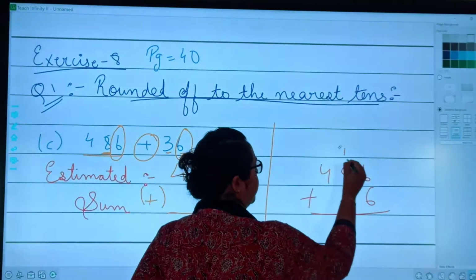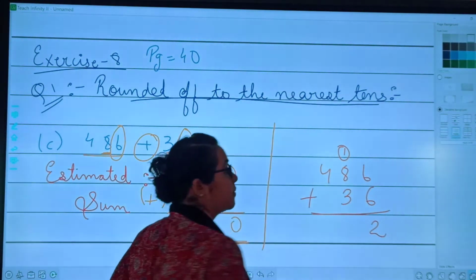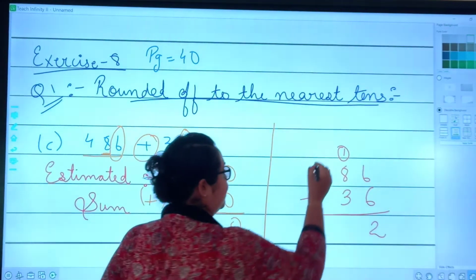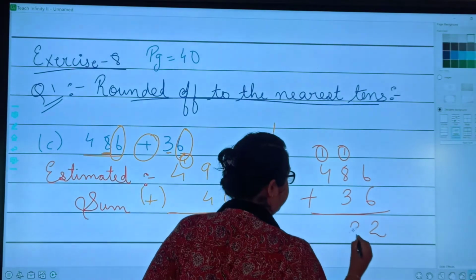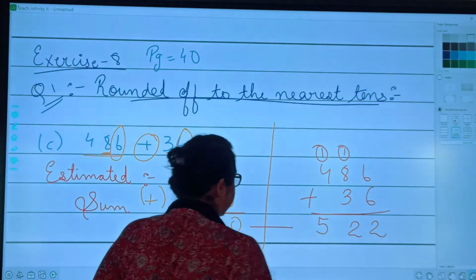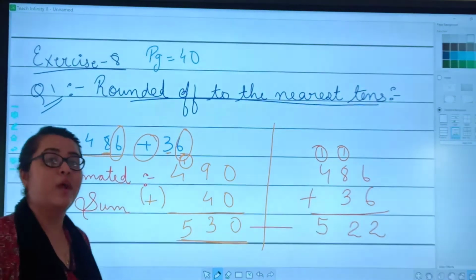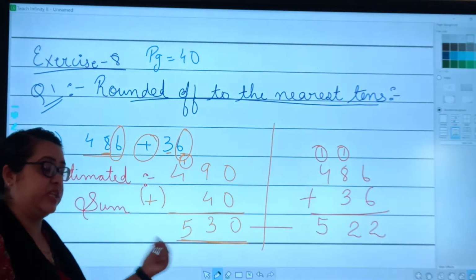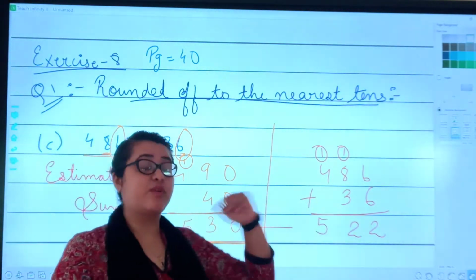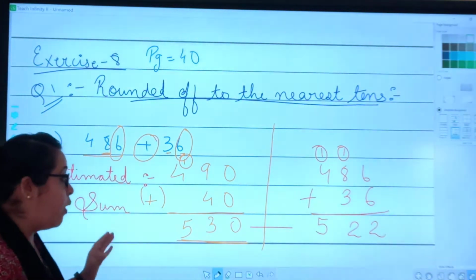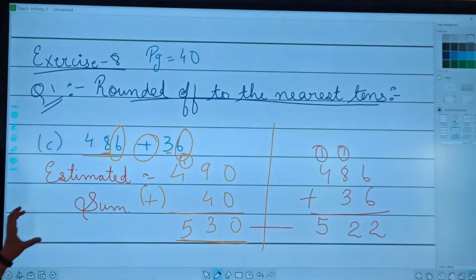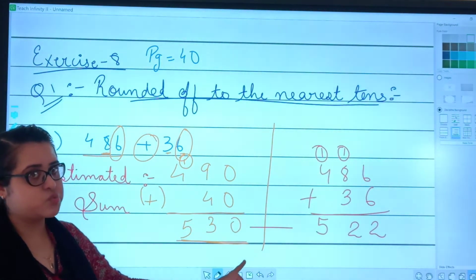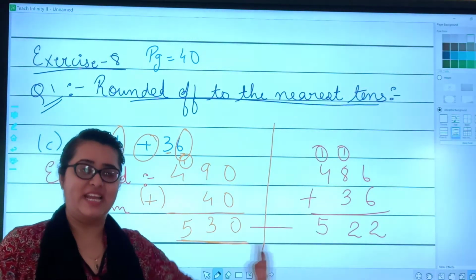6 plus 6, 12. Now 8 plus 1, 9. 9 plus 3, 12. And 5. Now you can see the difference. When I rounded off, the estimated was 53 and the actual was 527. Now I can conclude that the estimation is 8 more. Understood students? Because it is a difference of 8.